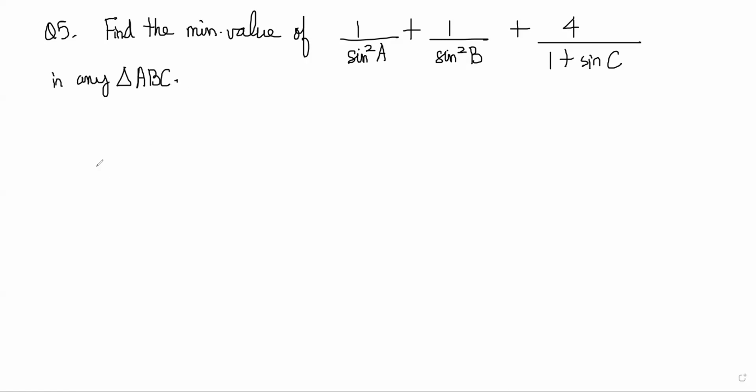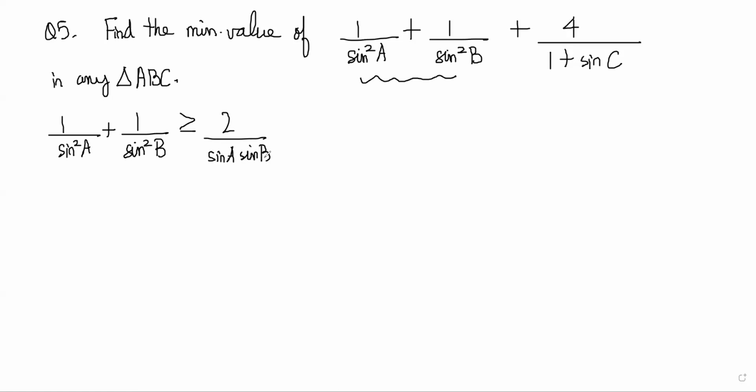Now, the first two terms are similar to each other. The third term is very different, right? So what we can do is think of the first two terms together in the beginning, and we can say by AM-GM, we know that sine square A and sine square B are positive quantities in any triangle. So this will be greater than or equal to twice the root of the product. So that will be 2 by sine A sine B. Correct. So this is by AM-GM on these two quantities.